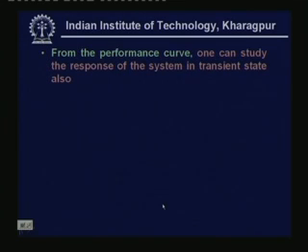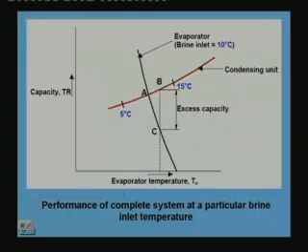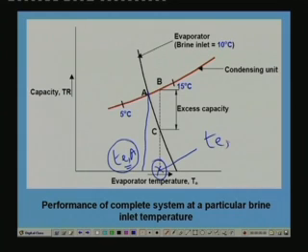From the performance curve, one can study the response of the system in transient state also. For example, as I said, this is a balanced point, and at this balanced point, let us say that TA is the evaporator temperature at balance point. Let us say that due to some reason the system is now in a transient state, and at this transient state, this is the evaporator temperature. To start with, let us say that we have evaporator temperature TEC equal to TB.